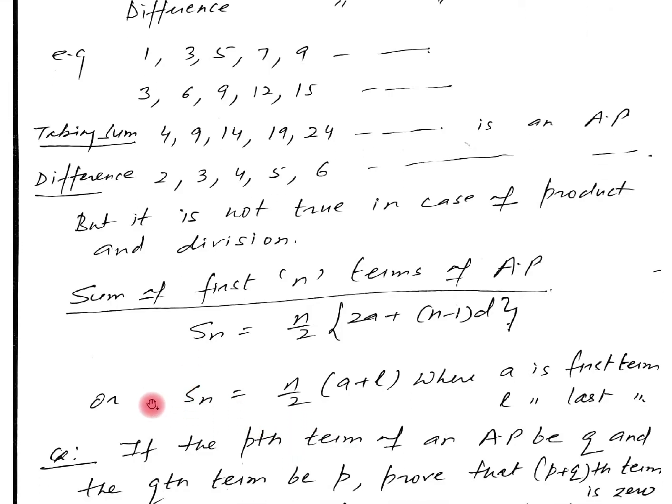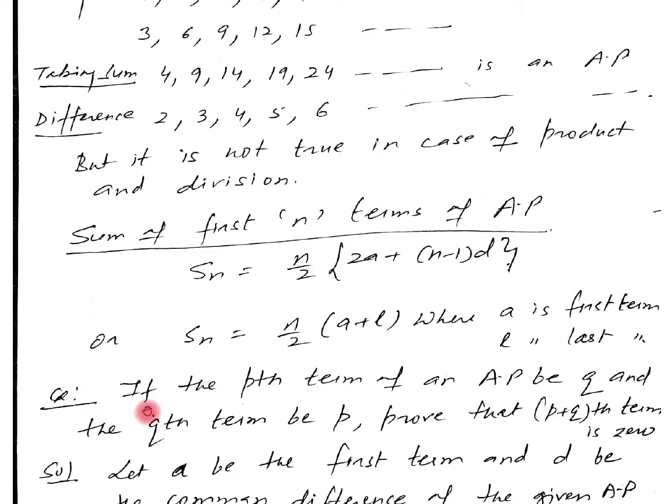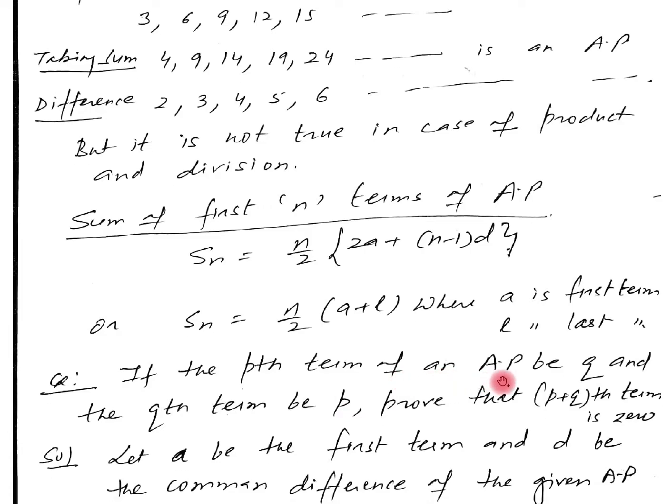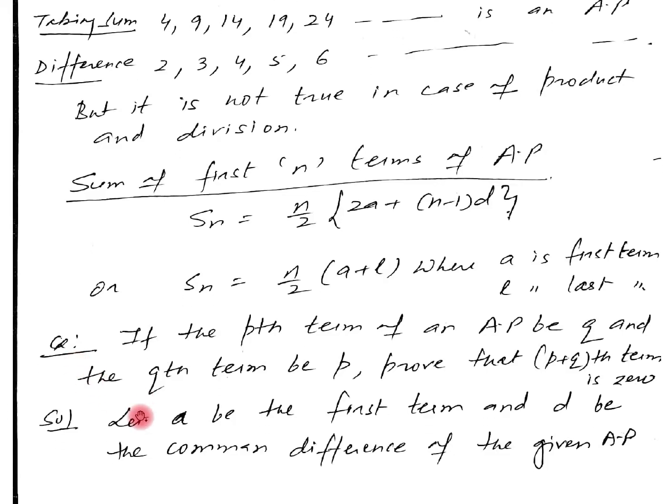Now here let us see the questions. If the pth term of an AP be q and the qth term be p, then prove that the (p plus q)th term is 0. Now here, the 11th class student, the concept of 10th and 11th are the same, but only the questions are of higher order. Now here the pth term is given, the qth term is given. Then we have to prove the (p plus q)th term is 0.